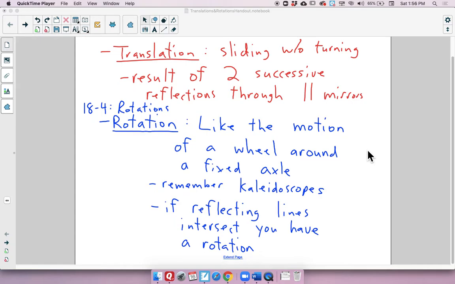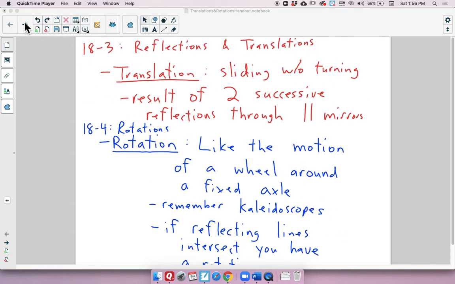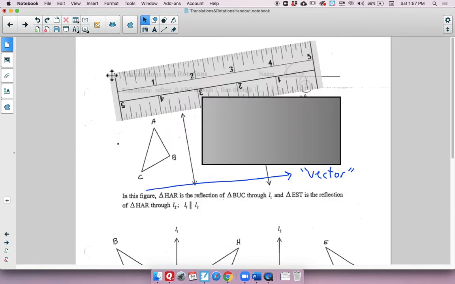So in a rotation, you're going to see that you're reflecting across lines that intersect, okay? So if you're taking an object, you reflect across one line, and then you reflect across a second line, and then again, you keep working around, and you're going to end up getting a rotation. We're going to see what these are, but I just wanted to describe them to you in words first. Okay, so let's take a look.